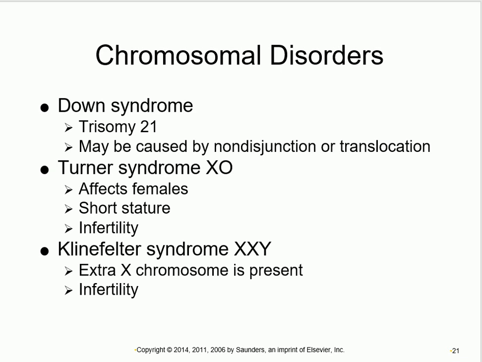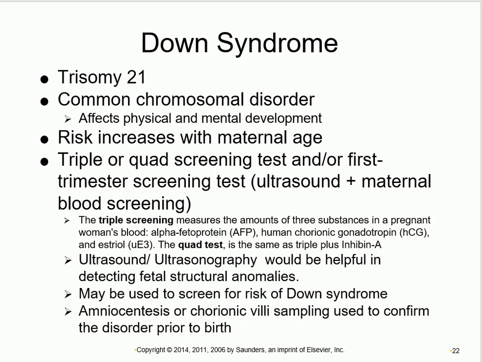Turner. Klinefelter, on the other hand, is XXY. This is a male that's having an additional X. He will be a huge person and infertile. So Turner, Klinefelter, and then Down syndrome. And Down syndrome is one of the conditions where people have mental issues.